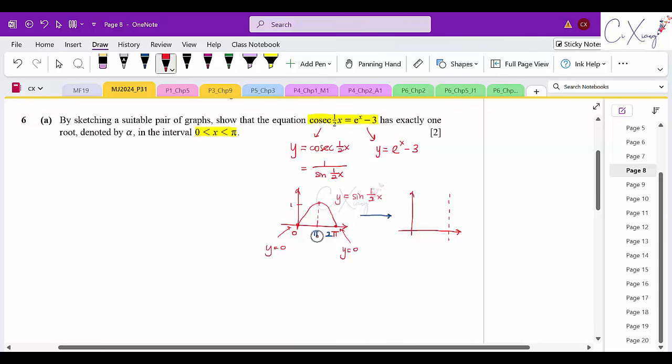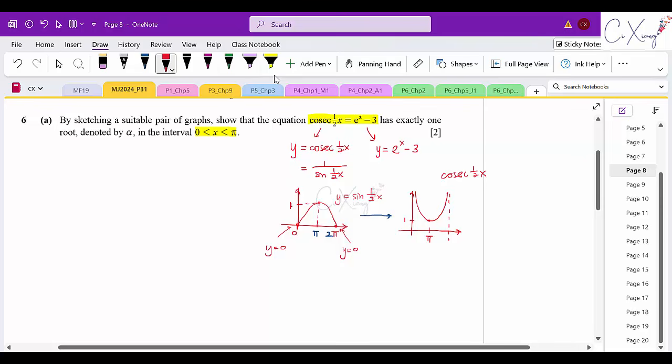And for this center point here, the maximum point will become a minimum. So I'm having a minimum point at pi. And then if I take 1 divided by the maximum value 1, 1 divided by 1, I get 1. That means the minimum value is still 1 here. So my graph by right should look something like this for cosecant half x.